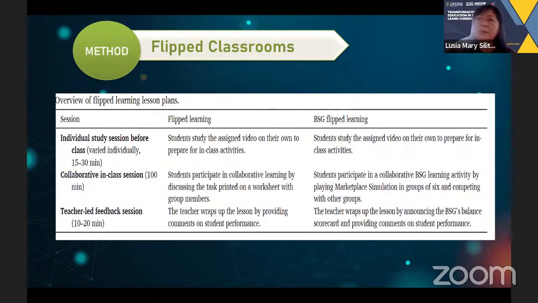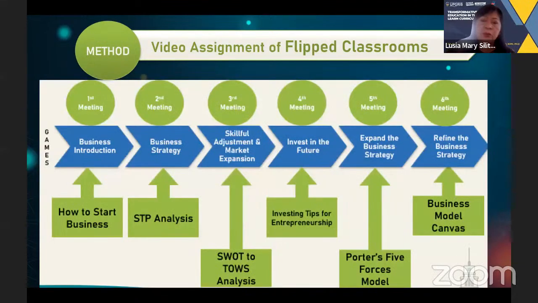And then the flipped classroom consists of 3 parts: individual session before class, collaborative work in the classroom, and teacher feedback. And we create a video before the classroom. So before entering the classroom, students need to watch the film we prepare.